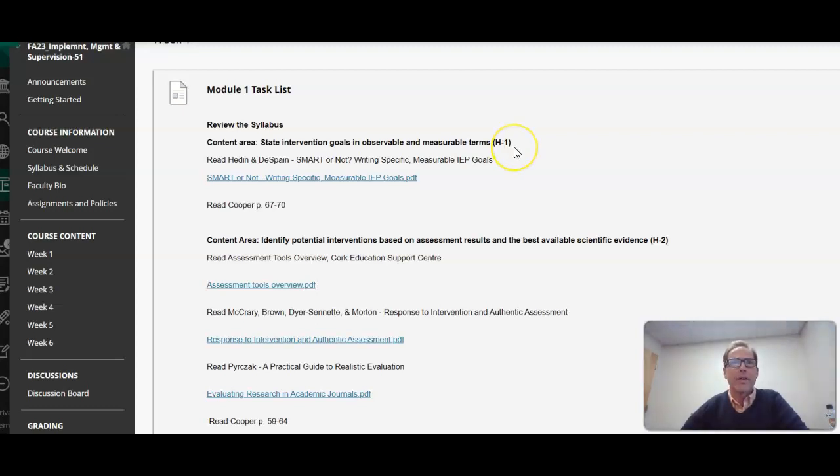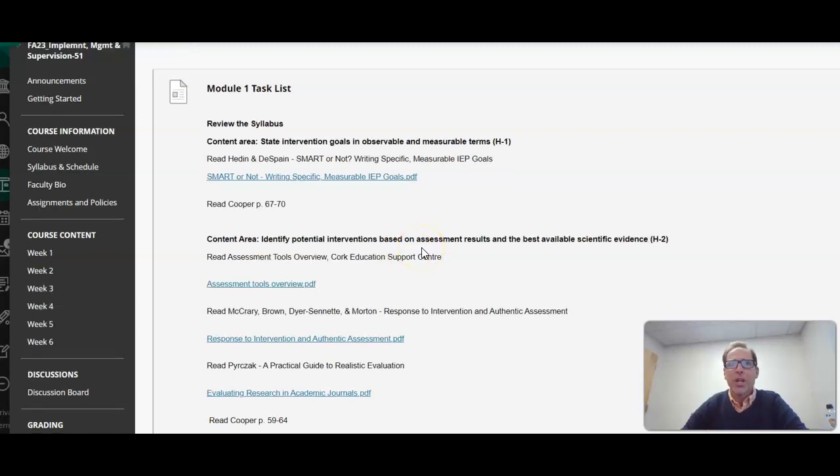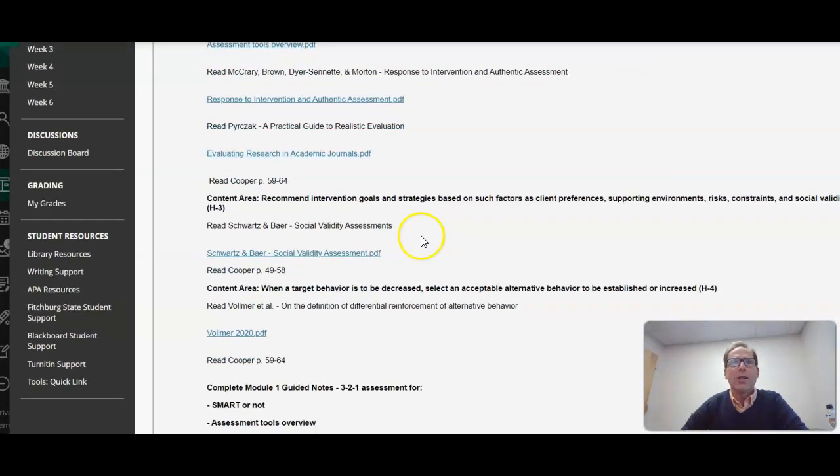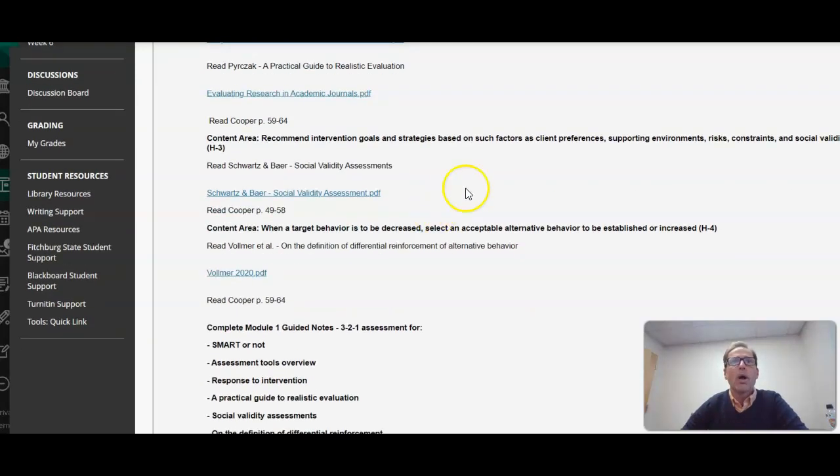We've got Content Area H1, which is State Intervention Goals in Observable and Measurable Terms. H2, which is Identify Potential Interventions based on Assessment Results and the Best Available Scientific Evidence. H3, recommend intervention goals and strategies based on such factors as client preference, supporting environments, risks, constraints, and social validity. And H4, when a target behavior is to be decreased, select an acceptable alternative behavior to be established or increased.